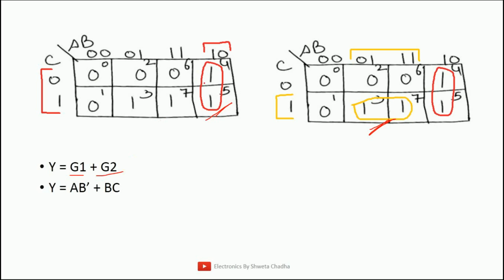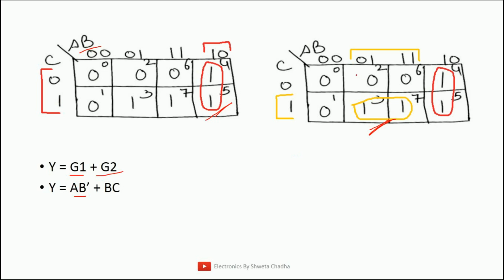Let us write down the answer for group number 1. So this is the group area that we have marked. First is A, A is 1, B is 0, that is A dot B bar. The variable C has 0 as well as 1, the changing value, so we are unable to decide whether to go for 0 or 1, hence ignore variable C. So the answer is AB dash.